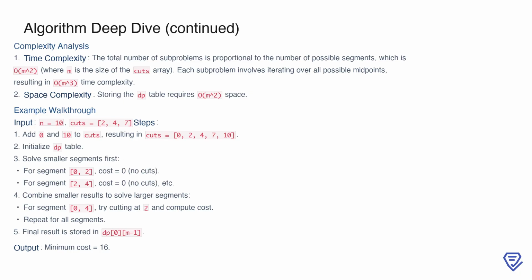Let's walk through an example. Assume the stick length n is 10 and the cutting points are 2, 4, 7. First, we add 0 and 10 to the cuts array, resulting in 0, 2, 4, 7, 10. Next, we initialize the dp table. For smaller segments like (0, 2) or (2, 4), the cost is 0 because no cuts are needed. For larger segments like (0, 4), we calculate the cost of cutting at 2 and combine the results of the left and right segments. Repeating this process for all segments, we find the minimum cost to cut the entire stick, which in this example is 16.